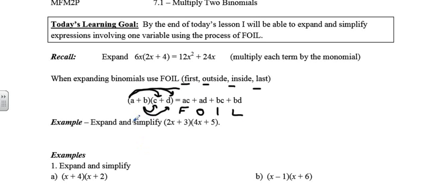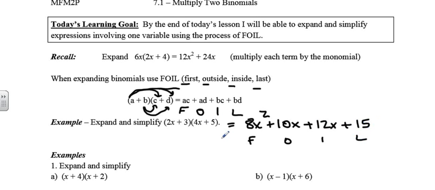Now I know it's confusing with the letters, but you're going to be doing it with letters and numbers. So if I was to do the same thing with this one, it would be 2x times 4x, which is 8x squared. So that would be my F. And then I would have 2x times positive 5. So that's going to be 10x, positive 10x. That's why I put a plus there. And then I would have 3 times 4x, which is positive 12x. So this was my O, this was my I, and the last one is 3 times 5, which is 15. That's going to be my L. You don't have to put the F and the O and the I and the L. I'm just showing you for now.